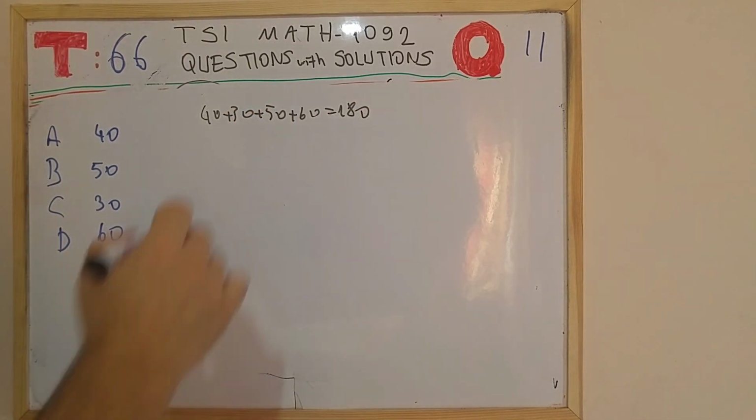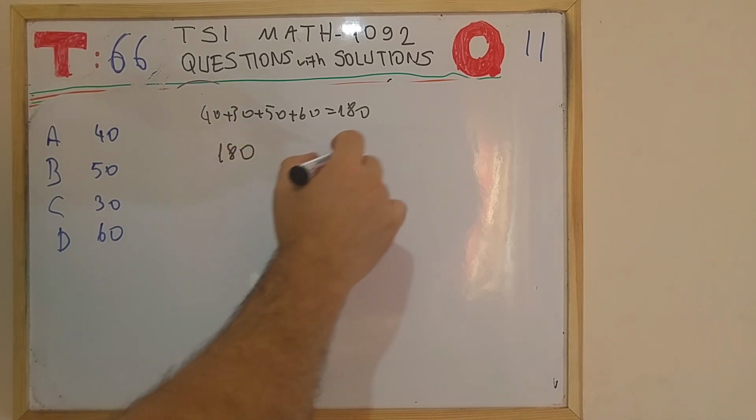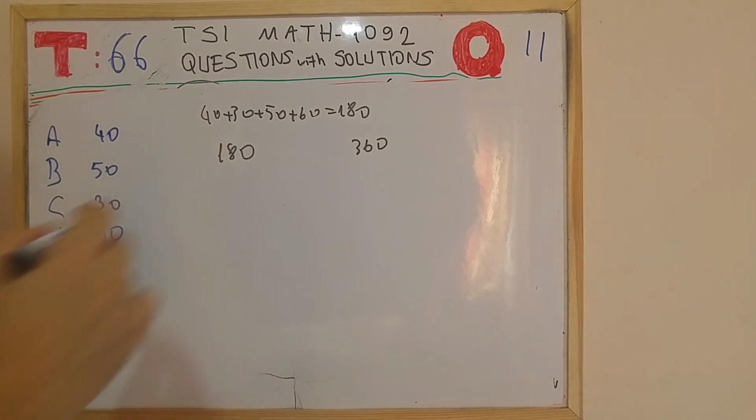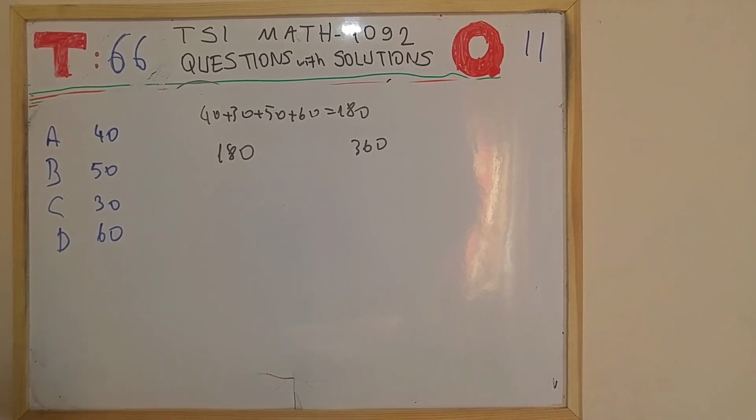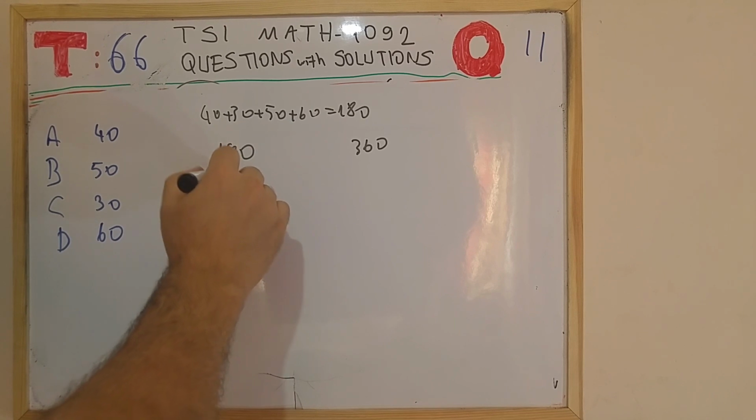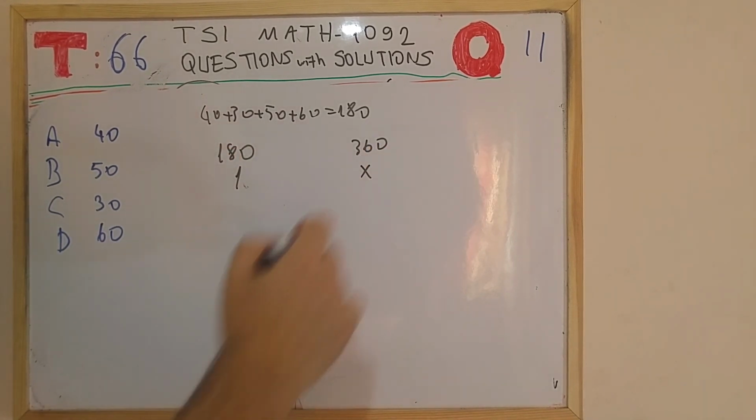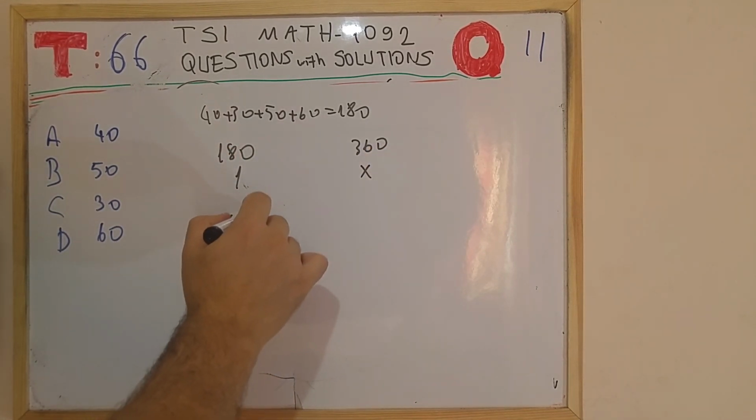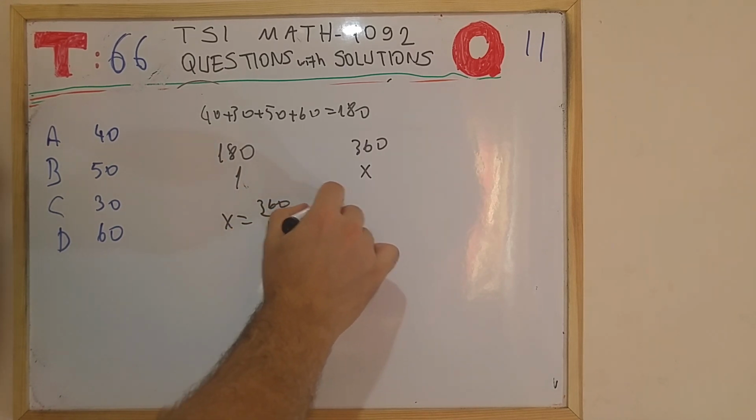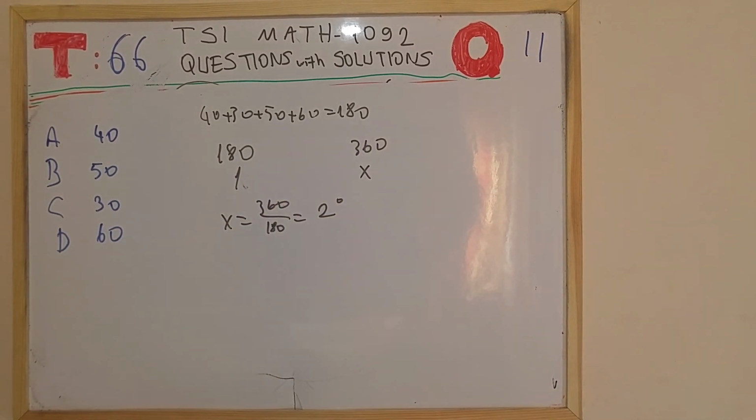Total number of aircrafts is equal to 40 plus 30 plus 50 plus 60, and this is equal to 180. Therefore, 180 aircrafts would be shown by 360 degrees. Then how many degrees would one aircraft be shown by? X is equal to 360 over 180, which is equal to 2 degrees. This means that one aircraft would be shown by 2 degrees.